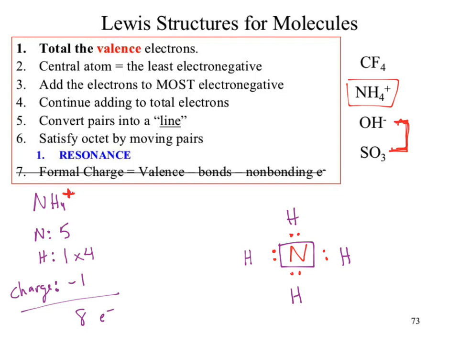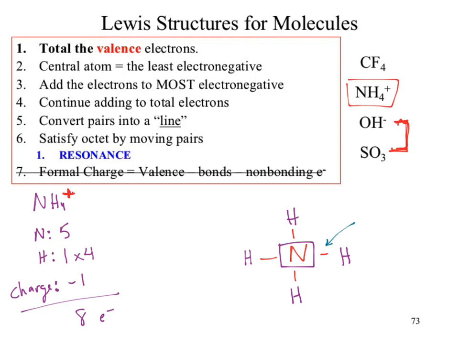Any place I have a pair of electrons, I will turn into a line as long as it's between atoms. All of them. Line, line, line, line. So far, so good? Satisfy octet. What is the octet for nitrogen? 8. So I would go around and check. Well, there's 2 electrons there, 2 there, 2 there, and 2 there. So I've got 8 electrons around the nitrogen, right? How many electrons do I have around the hydrogen? 2. I also have 2.